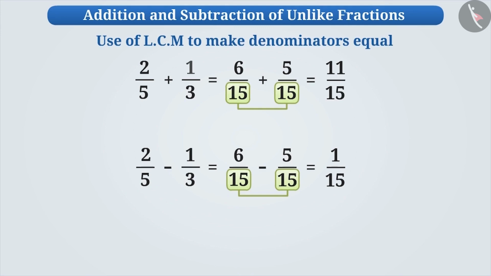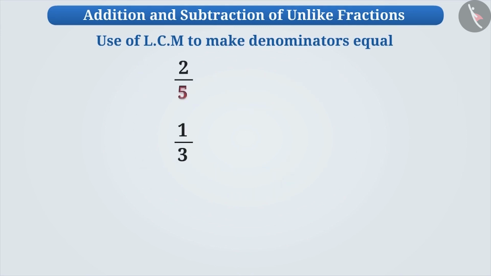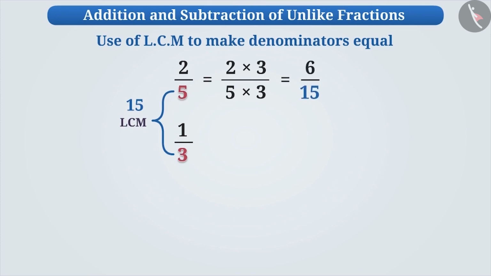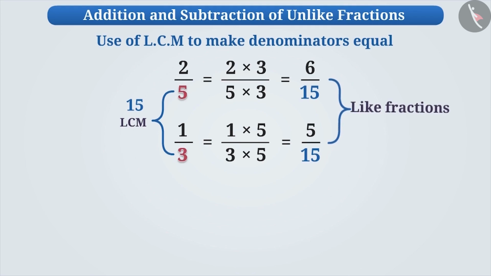For example, the LCM of denominator 5 of 2 by 5 and 3 of 1 by 3 is 15. Multiplying the numerator 2 and the denominator 5 of 2 by 5 by 3 will give 6 by 15. And multiplying the numerator and denominator of 1 by 3 by 5, we get 5 by 15. Since the denominators of both the equivalent fractions are equal, both are like fractions.